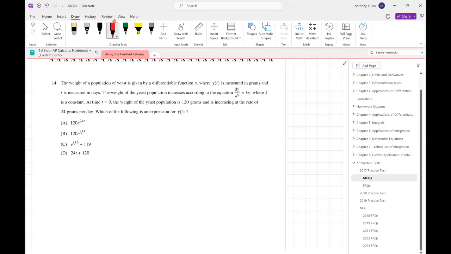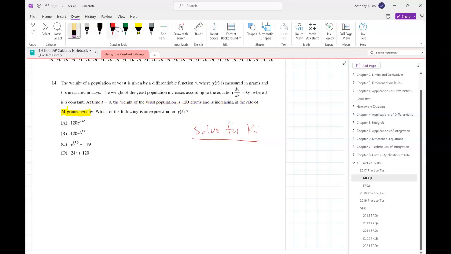So the first thing I want to do is solve for k. So this information down here at the bottom, I'm going to use some of that. Oh, I guess not that last sentence, it's just the question. I'm going to use some of that to solve for k.